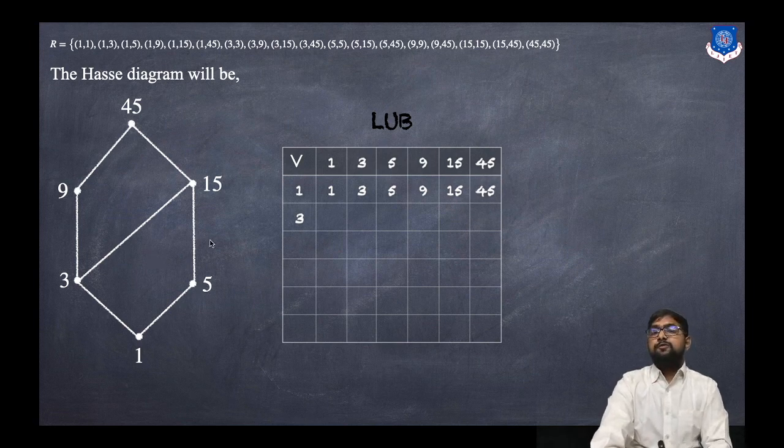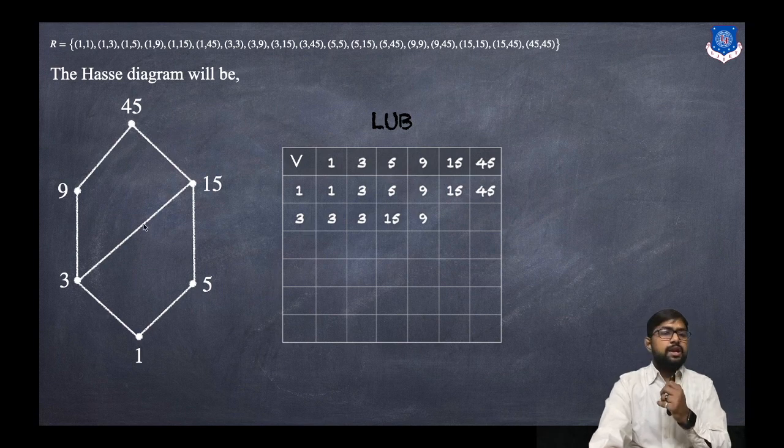Fine. Now for 3. So 3, 1. In 1, 3 it was 3, so here it will be 3. Now 3, 3, as it is the same point, so 3. Now 3 and 5, the least upper bound of 3 and 5 will be 15. Then 3 and 9, it will be 9. Then 3 and 15, it will be 15. And 3 and 45, it will be 45.